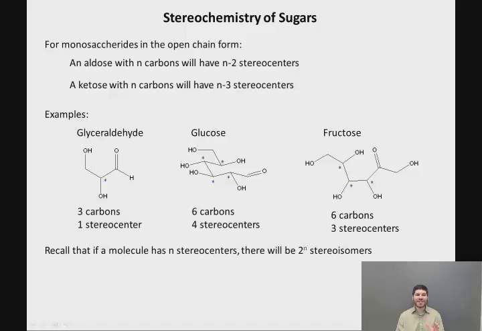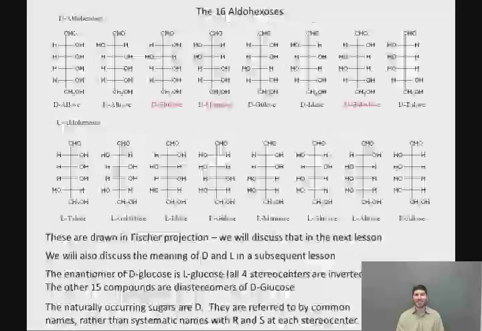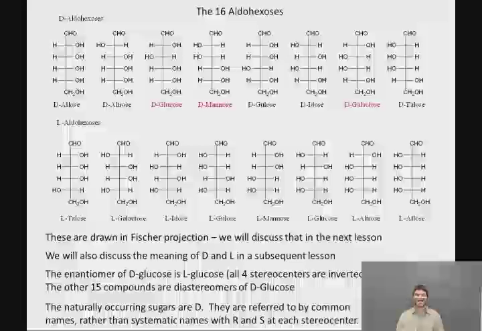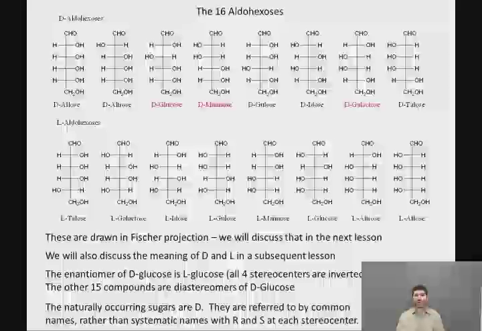Okay, so recall that if a molecule has N stereocenters, there will be 2 to the N stereoisomers. So with 4 stereocenters in a 6-carbon aldose, there will be 16 possible stereoisomers. And here they are, the 16 aldohexoses. So these are drawn in what are called Fischer projections. We're going to look in more detail about what that means in the next lesson.